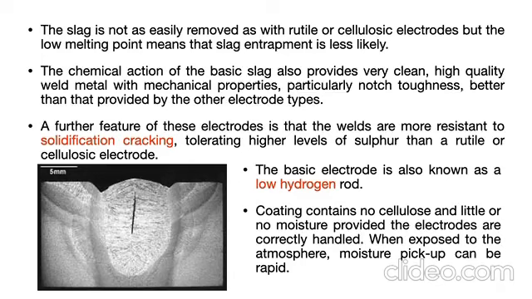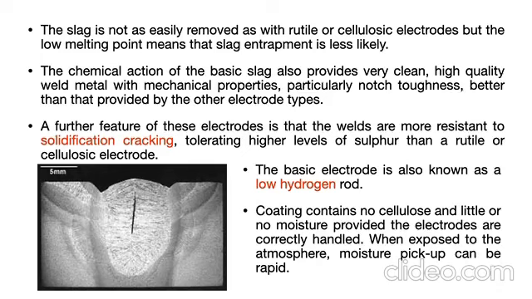The chemical action of the slag that is produced, which is basic in nature, will ensure that the weld pool or the molten weld metal produced will be much cleaner, cleaner in the sense will have minimum impurities, will have high quality in the sense will have a better strength, a better mechanical property, and also with respect to the impact toughness or the notch toughness, 7018 or low hydrogen electrodes are exhibiting much better tensile as well as notch toughness properties.